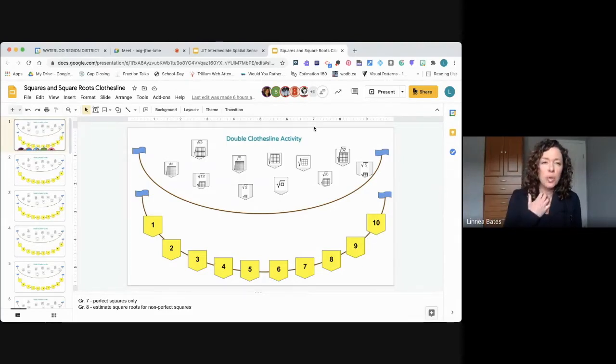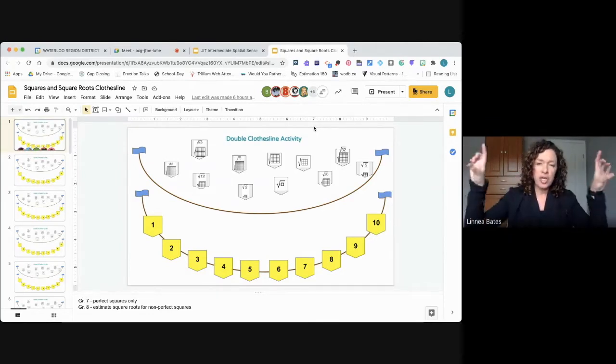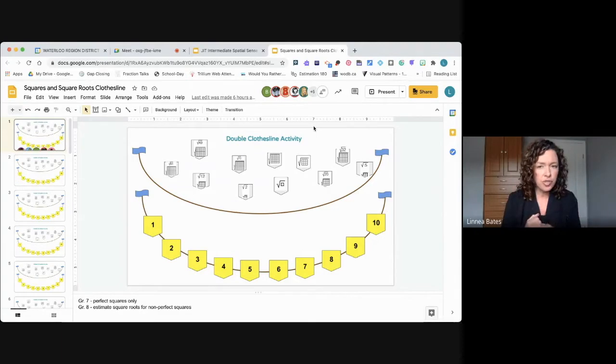Okay, so what you're going to notice about this activity is there's a different slide there for each person to play around with. Basically, it's a double clothesline activity for people who haven't done it before. So there's sort of the two strings that are strung up that teachers could string up in their classrooms. The bottom string is just those yellow cards, a number line 1 to 10. You can't actually move those particular cards.